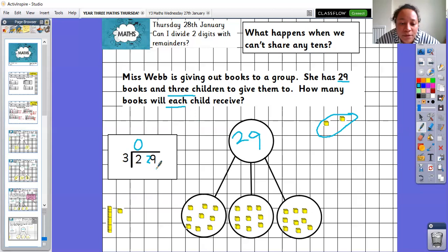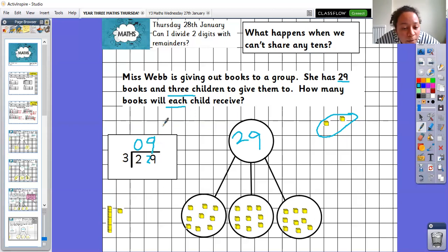So let's try it. So I'm going to go 3, 6, 9, 12, 15, 18, 21, 24, 27, and then my next number is 30, and I know I haven't got 30 there, I've got 29. So I'm going to stop there. So I counted up in 3s 9 times, and that's the number that goes there. So I got to 27.